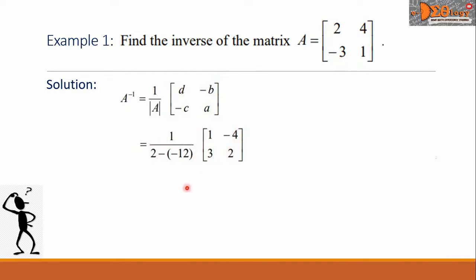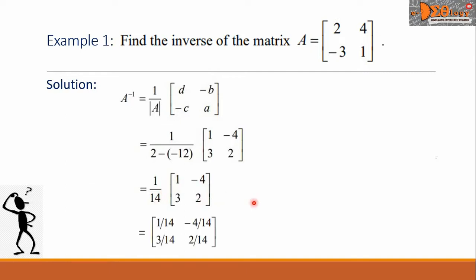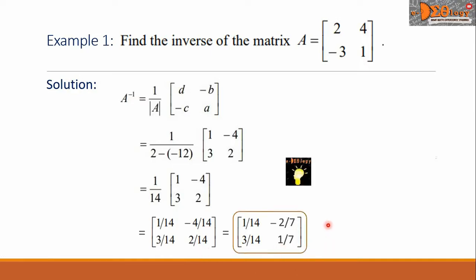Now we simplify the determinant. 2 minus negative 12 is positive 14. This fraction outside, we will multiply to each element of the matrix. So we have now 1 over 14, negative 4 over 14, 3 over 14, 2 over 14. Then we simplify some fractions. This negative 4 over 14 will be negative 2 over 7. The 2 over 14 will be 1 over 7. This is the inverse.